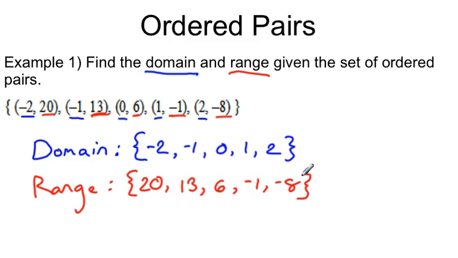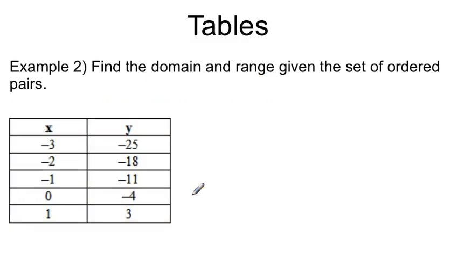And so there you go. My domain is the set of -2, -1, 0, 1, 2. My range is the set of 20, 13, 6, -1, and -8. And notice we know it's a set that these all belong together because of the curly brackets. So there was an ordered pair.